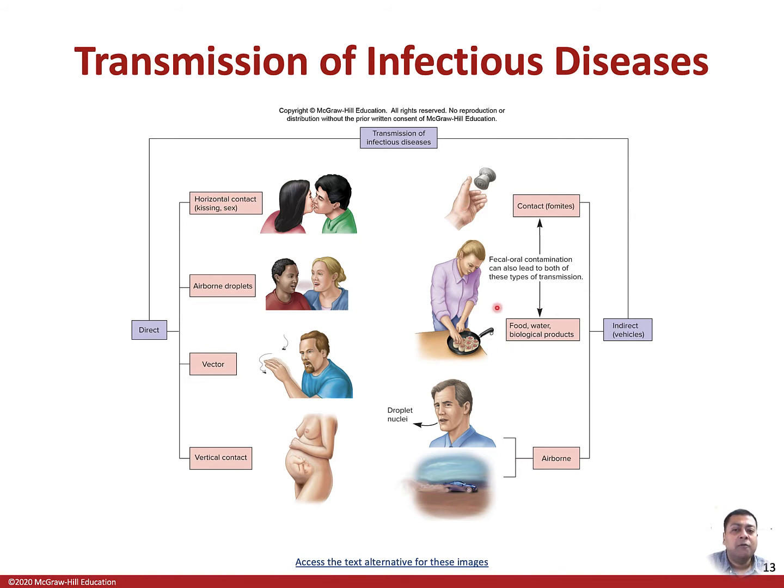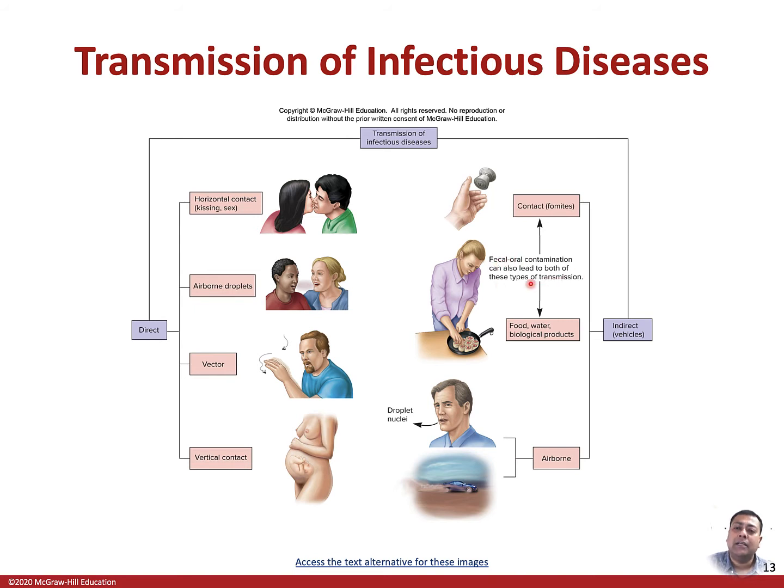On the other hand, food, water, and biological products are examples of transmission. Another important one is known as fecal-oral contamination, which can also lead to transmission. What do we mean by fecal-oral contamination? There are two different ways. If there is not proper washing of the hands, that can lead to fecal-oral contamination.